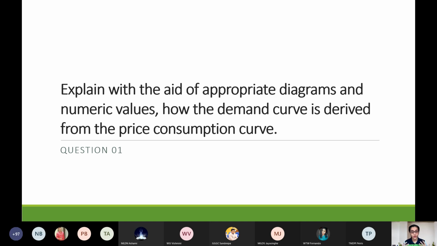We are deriving, or drawing, the demand curve from the utility curves. Right? On the basis of the utility curve, we can derive the demand curve.